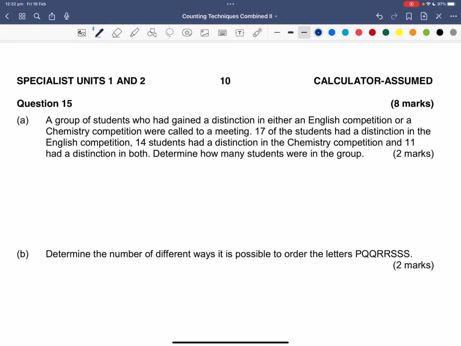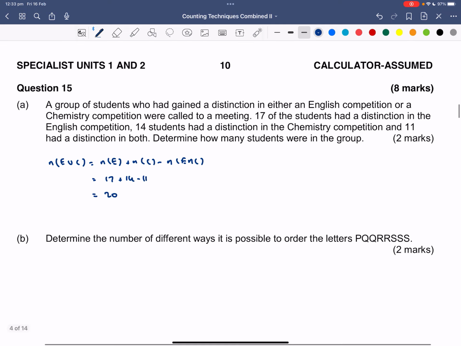This is inclusion-exclusion principle with 2 events. So basically, we want the number that had a distinction. We want to know how many were in the group. And we know that everyone in the group gained either a distinction in English or chemistry. So pretty much, we want the number in English or chemistry. And what's our formula for English or chemistry? What's our formula for 2 events for inclusion-exclusion principle? Number in E plus number in C minus number in E and C. So that would be 17 plus 14, take 11, equals 20. Okay? Next question.